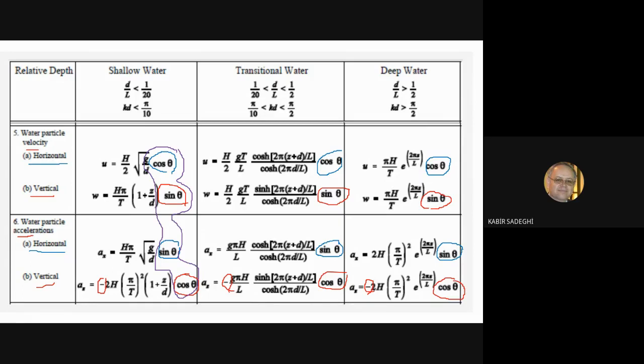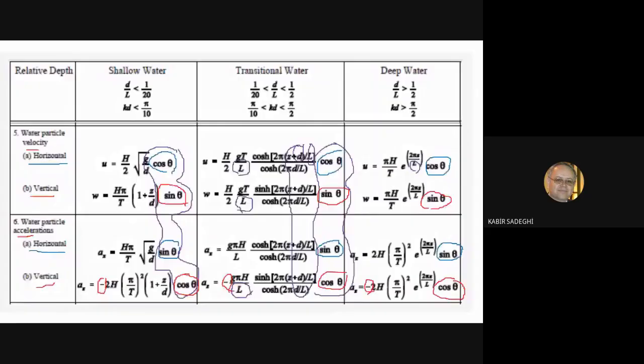But in transitional water, it depends on D, depends on L, everywhere, in addition to the sine and cosine values. And again, here L, you see, and for deep water, again, you see there are other parameters like L here. What's in other form? You know, E power something. Therefore, you know the structure of the formulas, the relation between them.